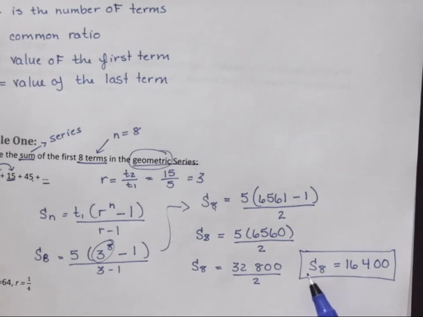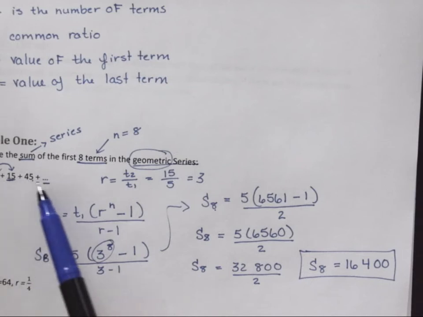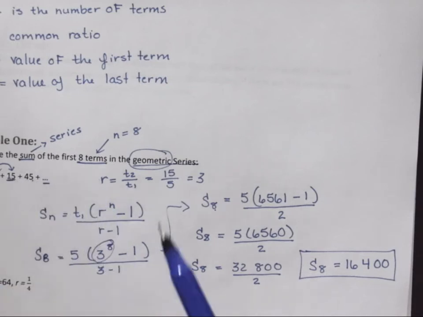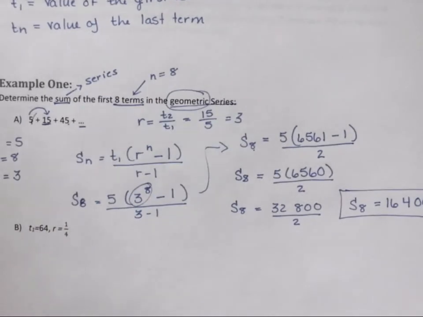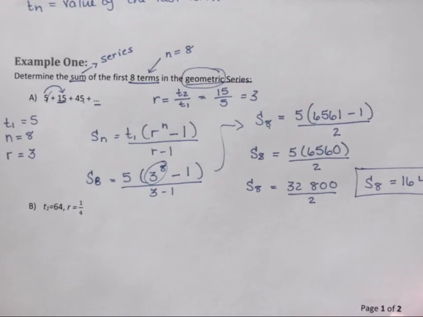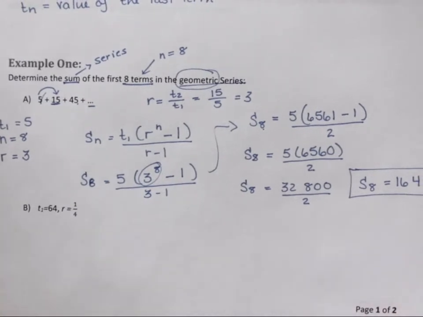And if you were to add this up in your calculator, first of all, you'd have to figure out what the first 8 terms were, and then you'd add those 8 terms together. And you get the exact same answer. So if all else fails, you can do that. But again, that can become very tedious when I'm looking for larger numbers to be summed together.